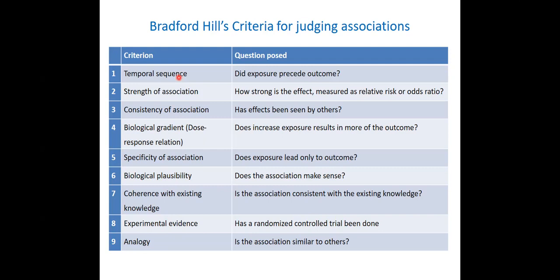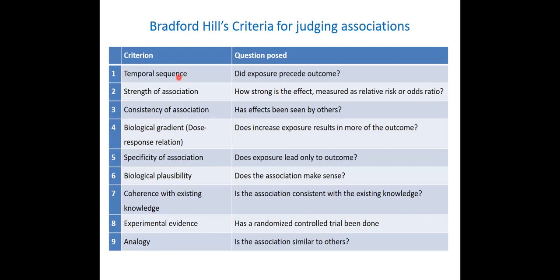Second, strength of association. How strong is the effect measure, as relative risk or odds ratio? Like what we did now. If you do an odds ratio and you see something like 1 point something, even if it's significant, compared with one that is 10 times more likely, or maybe 20 times more likely, the bigger the strength of association, the more likely it is causal. You have to look very well.